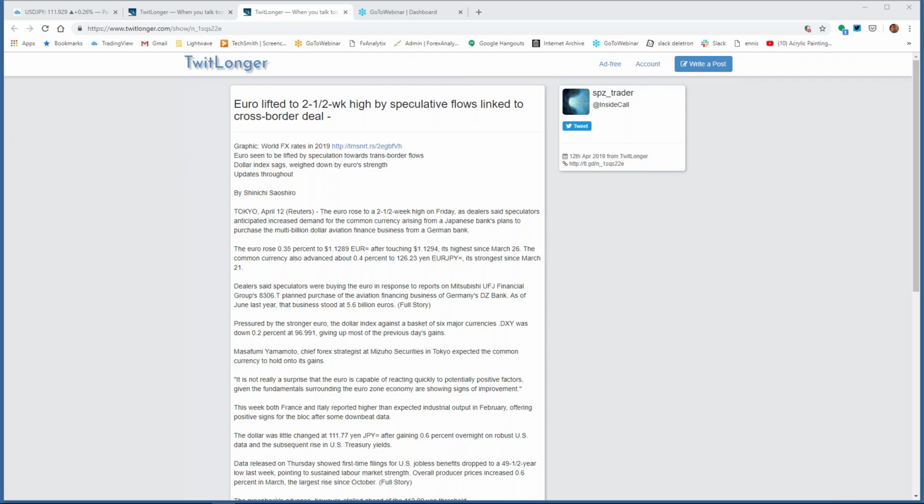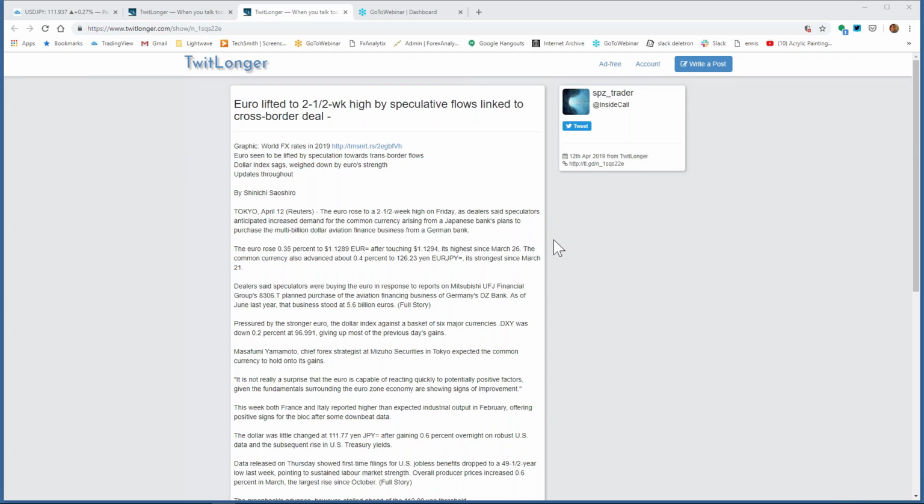The euro rose to 1.1289 after touching 1.1294, its highest since March 26. The common currency also advanced about 0.4% to 126.23 yen. Dealers said speculators were buying the euro in response to reports on Mitsubishi UFJ Financial Group's planned purchase of the aviation financing business of Germany's DZ Bank, which as of June last year stood at 5.6 billion euros.